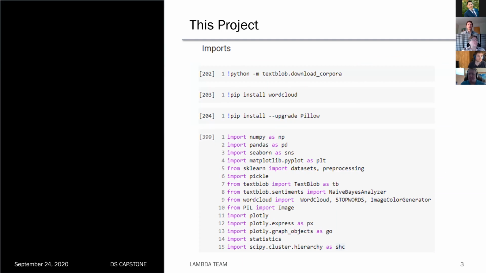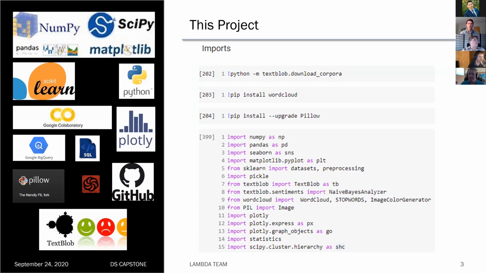Okay, now that you've been introduced to us, here are some of the tools that we used in our project. So on the right-hand side, we have our import statements, if any of those are familiar to you. Python was our coding language, and Google Colab was our development environment. Google Colab is a cloud-based program built upon Jupyter notebooks.